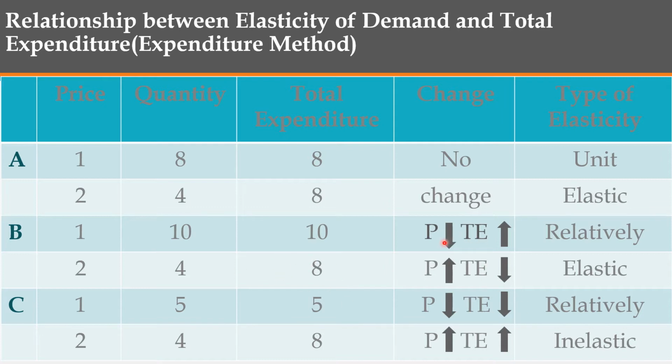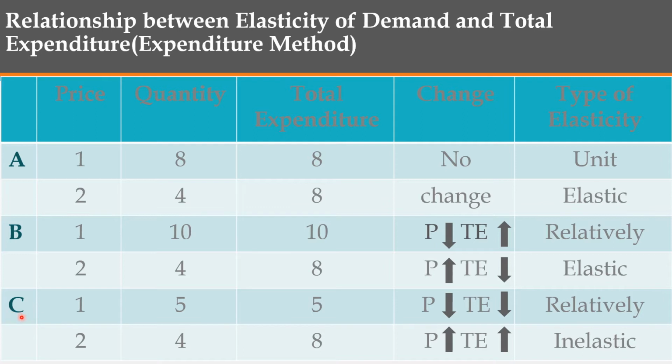So you can see there is an inverse relationship between price and total expenditure. And when there is an inverse relation between price and total expenditure due to a rise or fall in price, then we say the demand is relatively elastic. I'll repeat, if there is a fall in price and as a result there is a rise in total expenditure, and if there is a rise in price, as a result there is a fall in total expenditure, then the type of elasticity of demand is relatively elastic.